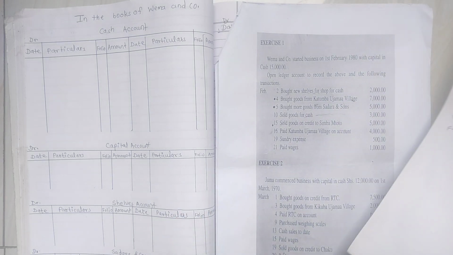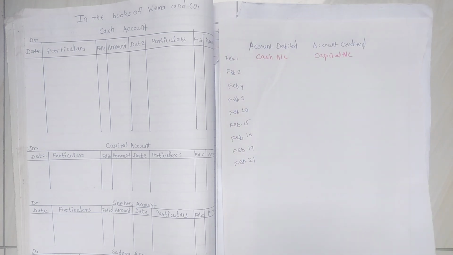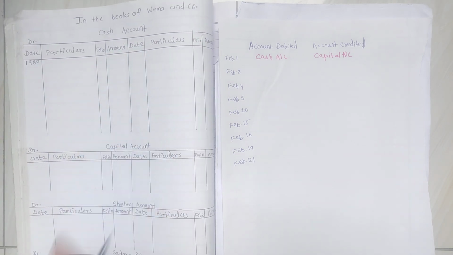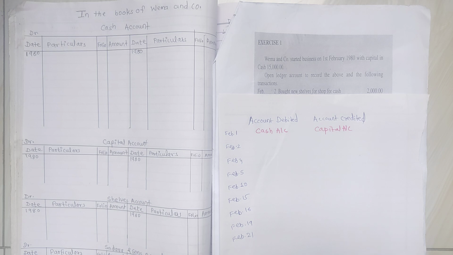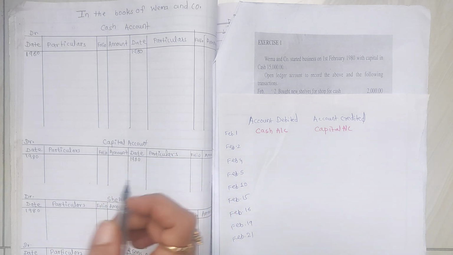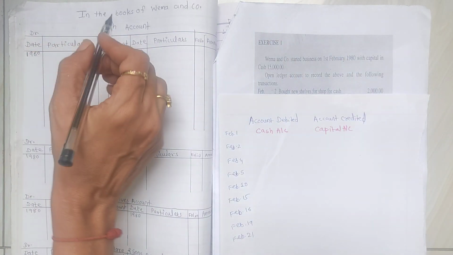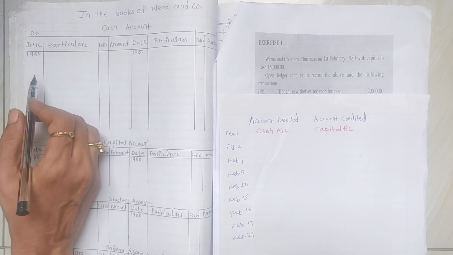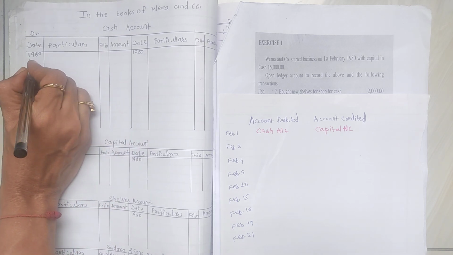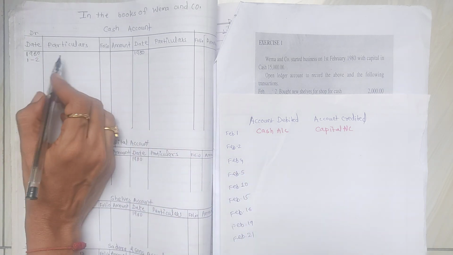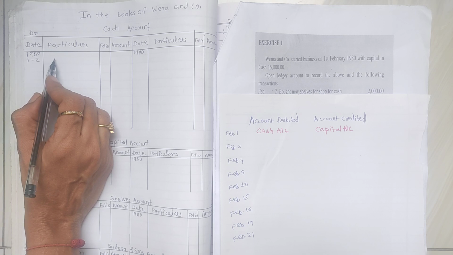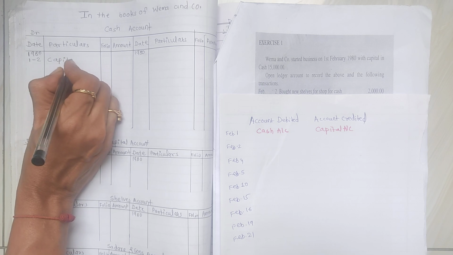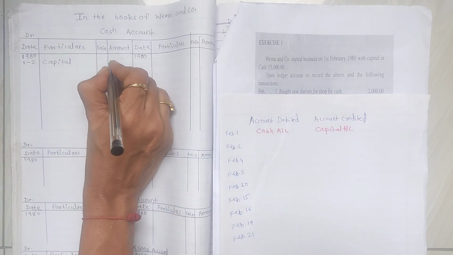See what year is given? 1980. So in all accounts, on the date side you will write the year 1980. As per the transaction on 1st Feb, cash comes in the business. So see student, I am writing in the cash account debit side. Whenever cash comes in the business, you have to write in the cash account debit side. 1st Feb, and you write here the name of the account which is credited. Capital account is credited, so here you will write the word capital. Amount is 15,000.